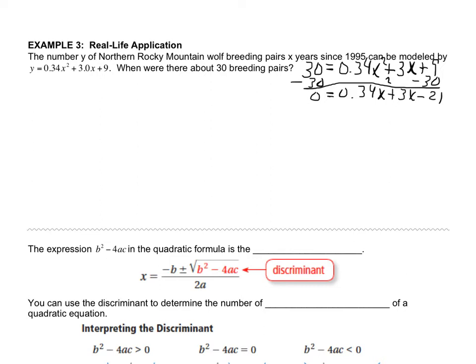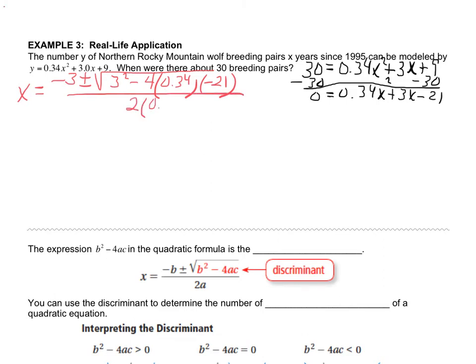So now we can come over to our quadratic formula and plug in our values. Our 3 is where the B is, so I'm going to plug in negative 3 plus or minus the square root of 3 squared minus 4. The A value is 0.34, and the C value is negative 21. Then I would plug in 2. Our A value again was 0.34, or 34 hundredths.